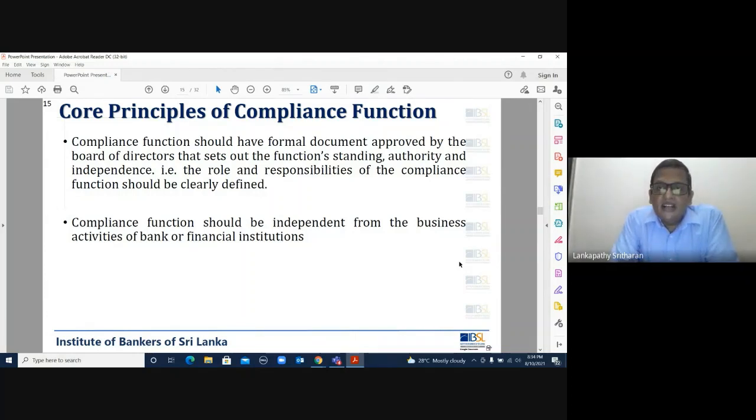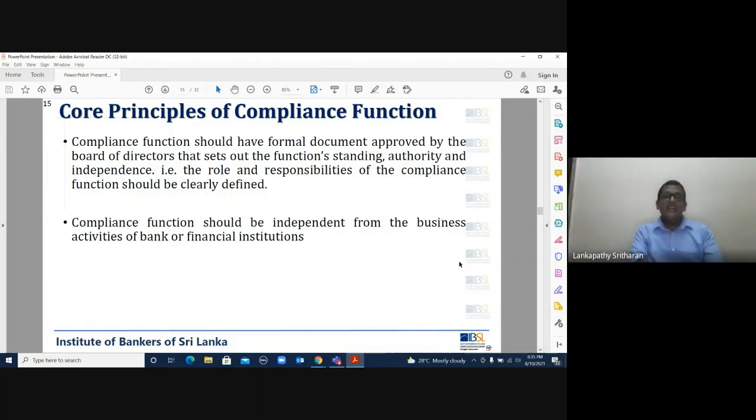In the Basel committee, they have issued certain principles for the compliance function. Not the Basel committee, the BIS, Bank for International Settlements. Like the central bank, they are the sort of central bank for all the central banks, a very highly recognized committee for supervision. They issued core principles for bank supervision, and they have also issued some core principles for compliance functions. So there are 2 important core principles which I would like to highlight to you all.